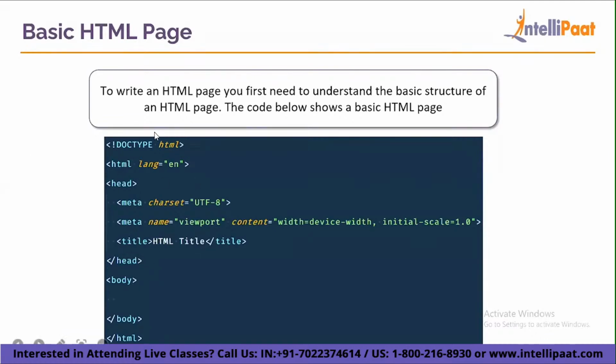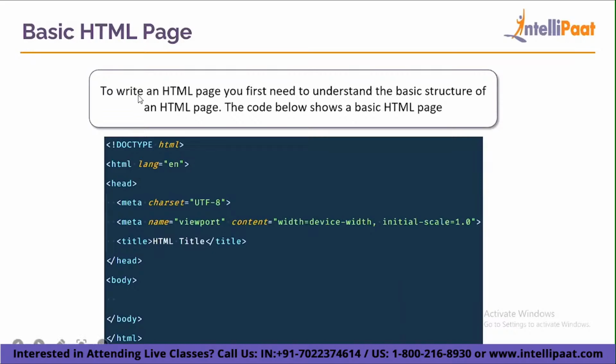To write an HTML page, first you need to understand the basic structure of an HTML page. The code below shows the basic HTML page. These are the basic HTML page. So we have many tags here. What do we call these technically? These are nothing but tags and attributes.